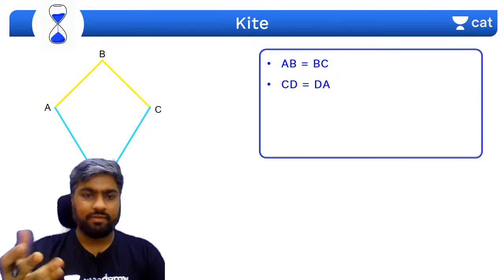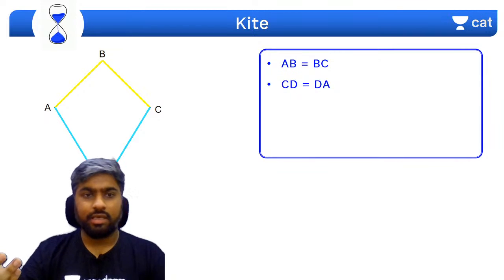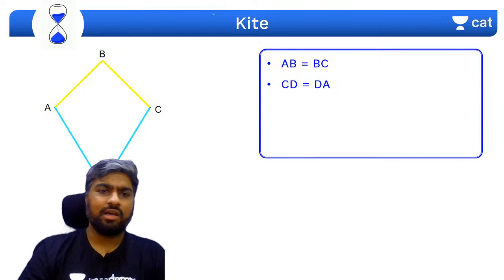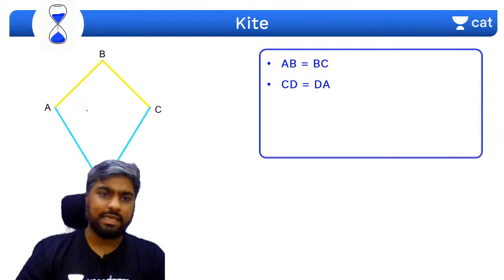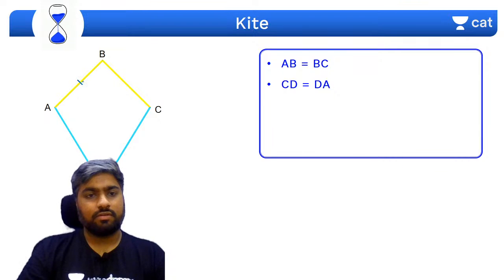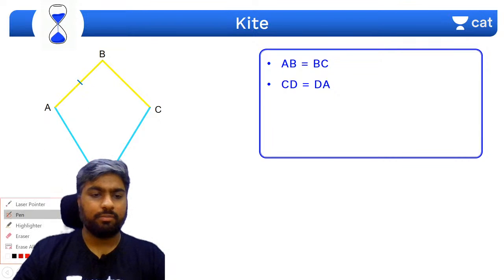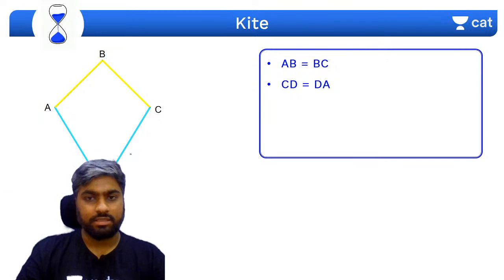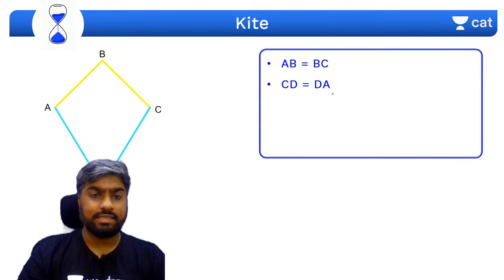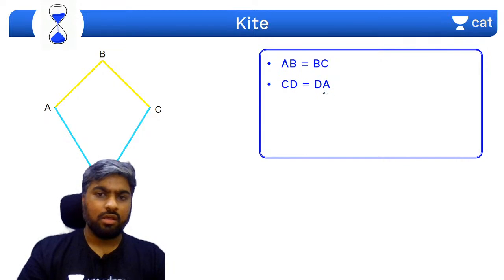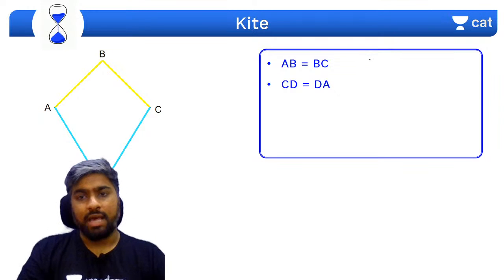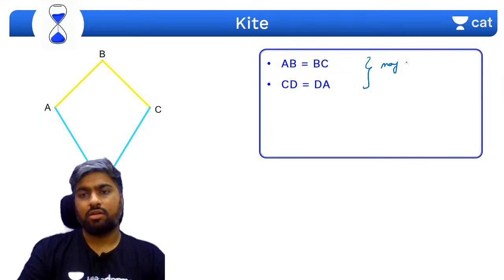So the last figure that we have to talk about is a kite. A kite is called a kite because it looks like one. Here, what's the deal? Only two adjacent sides, not opposite, are equal. The part highlighted in yellow would be equal to the yellow part, and the part highlighted in blue would be equal to each other. AB is equal to BC, CD is equal to DA. So here they may not be parallel.